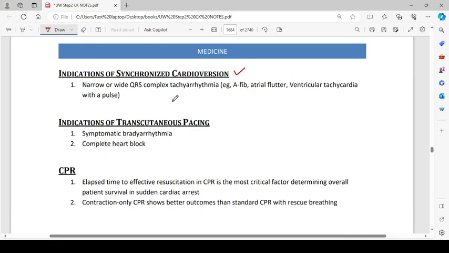Then we have the indications for synchronized cardioversion: narrow or wide QRS complex tachyarrhythmias like atrial fibrillation, atrial flutter, and ventricular tachycardia with a pulse. Indications for transcutaneous pacing are symptomatic bradyarrhythmias and complete heart block.